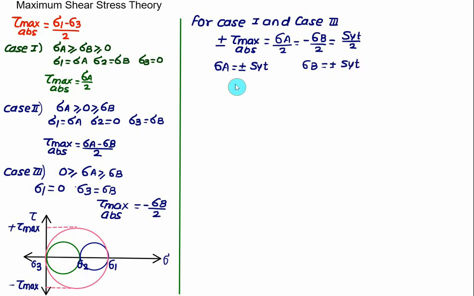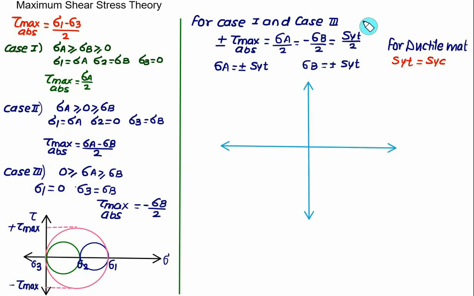So we can form the envelope here using the three cases. The first equation is sigma A equal to plus minus SYT, and sigma B equal to plus minus SYT. For a ductile material, the value of SYT is the same as SYC, that is, the yield stress in tension is the same as the yield stress in compression. In this case, we have taken the factor of safety n equal to 1. So we can draw the figure here.